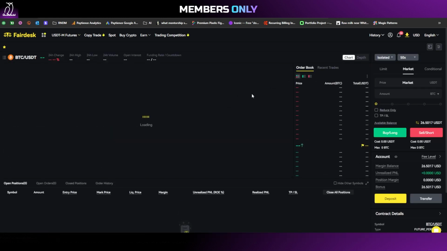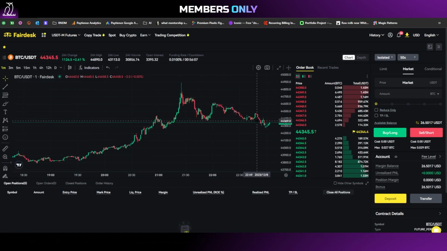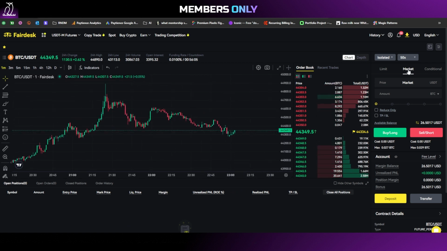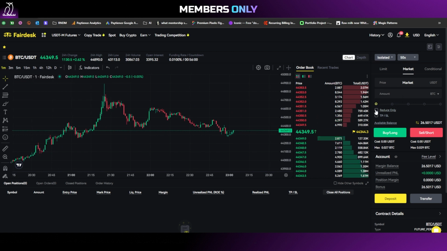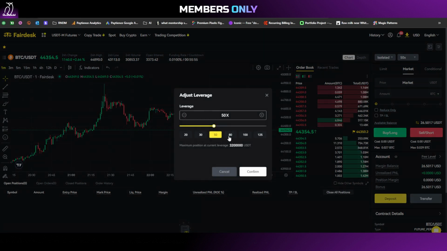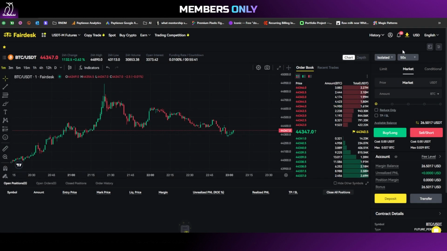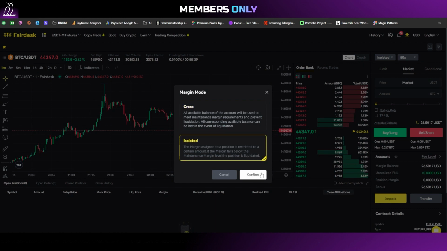Now, on your trading platform, we're going to be using Fairdesk. Generally, you are going to be entering with a market buy. And market buys have increased fees, so you do pay more fees. You also pay more fees depending on what leverage you use. Generally, for scalping, I like to use 10x, 5x, 15x, even sometimes 20x, which is a bit high, but it's all about your risk preference. You're going to make sure you're on isolated as well, not cross. You can experiment with cross.